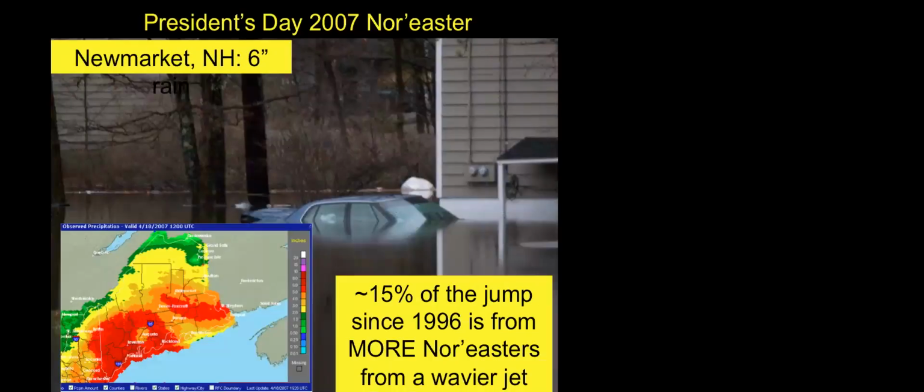And then the last 15% of the jump in 1996 in these extreme storms seems to be associated with these nor'easters. And a nice example of the nor'easters would be the 2007 President's Day nor'easter, where eastern New Hampshire and western Maine just got totally dumped on with lots and lots of rainfall.